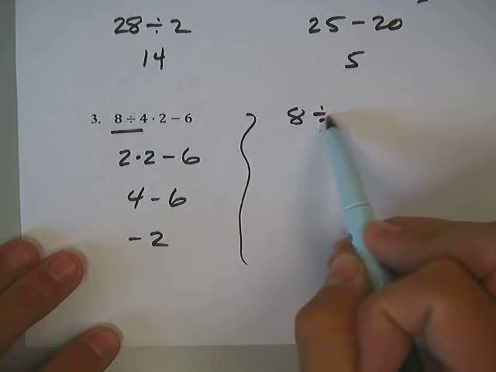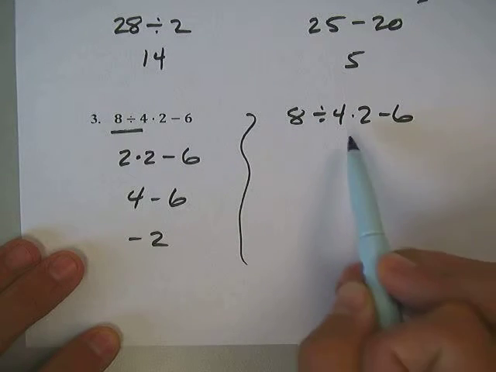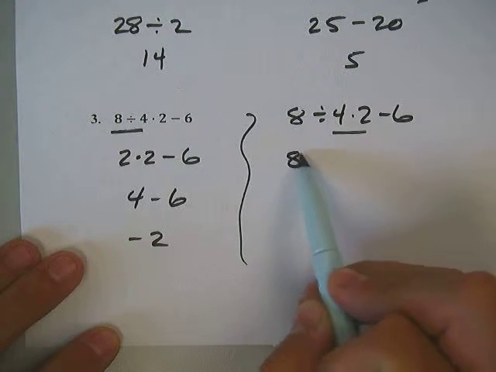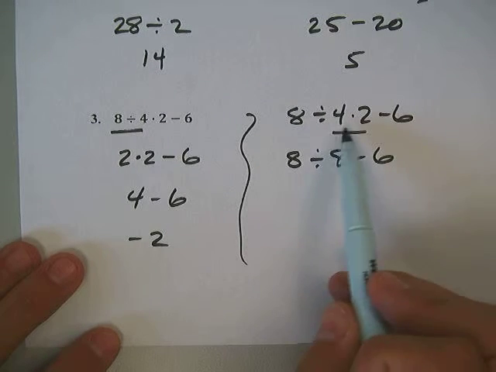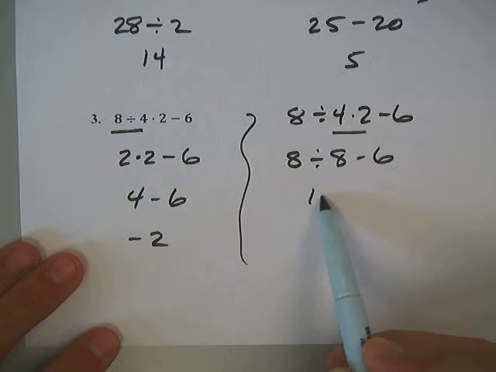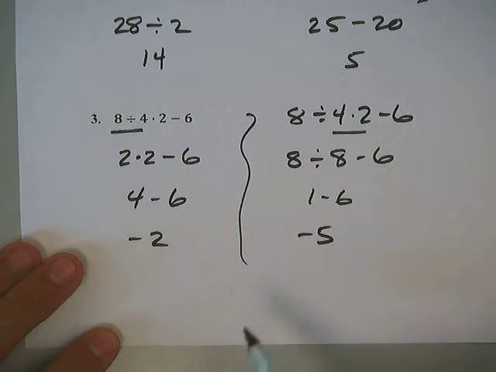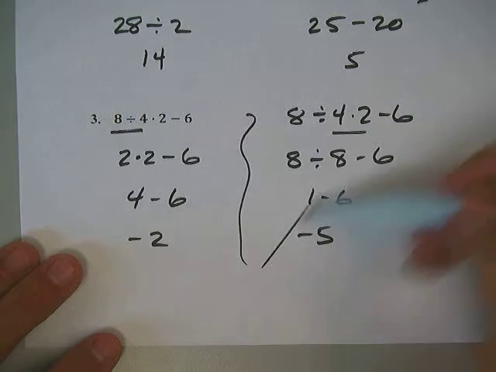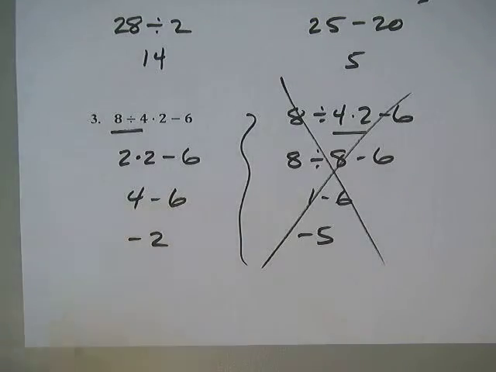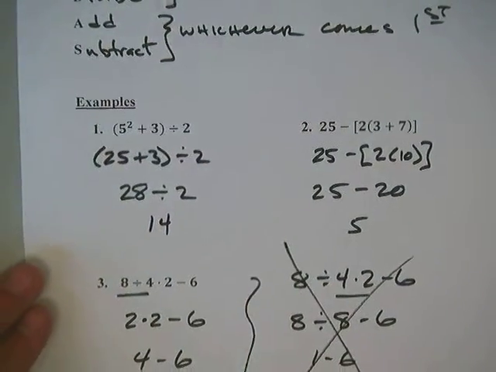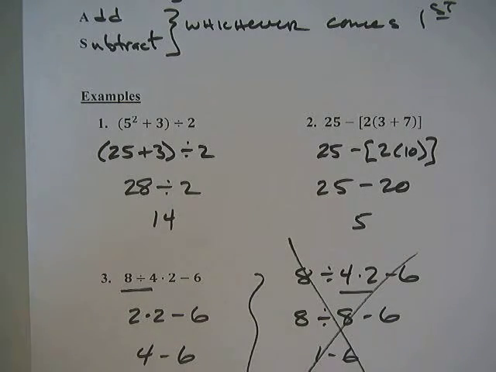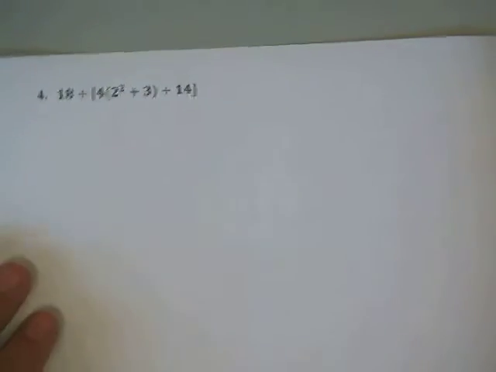Now, what would have happened, though, if I did it the other way? Would it be the same? If I did 8 divided by 4 times 2 minus 6, and if I did the multiplication, I would get this, 8 divided by 8. Or pardon me, yeah, 4 times 2 is 8. Now 8 divided by 8 is 1. And so you see you come up with a different result. And without going into too much detail, we want to make sure we follow this order of operations so we do come up with, or everybody comes up with the same result.